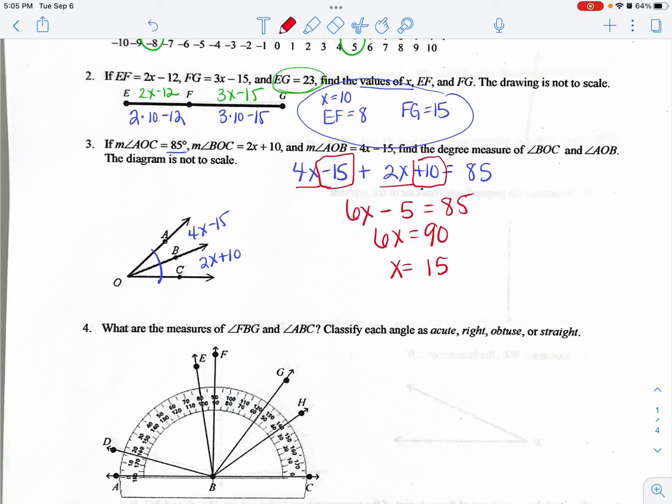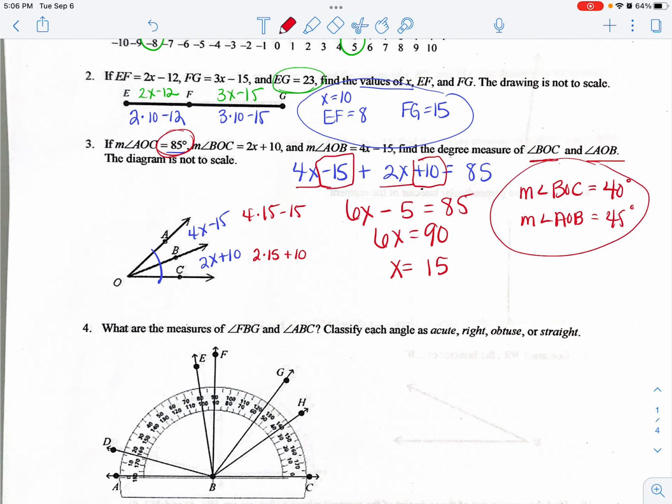Now notice on this one they didn't actually ask me for that, but they did ask me to find the measure of angles BOC and AOB, or basically the two smaller angles. And like last time, I'm just going to plug the 15 in. So here I could do 2 times 15 plus 10, so that's 40. So the measure of angle BOC is 40. And if you wanted to, you could do the same thing here, 4 times 15 minus 15, or you could just subtract. Since we know the whole thing's 85, you could do 85 minus 40. Either way, you're going to get 45. So the measure of angle AOB is 45. So there's my solution for number 3.